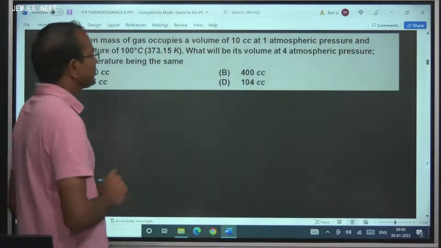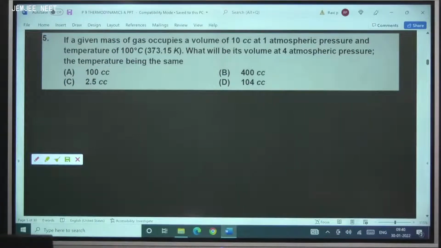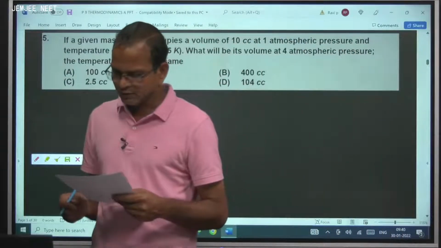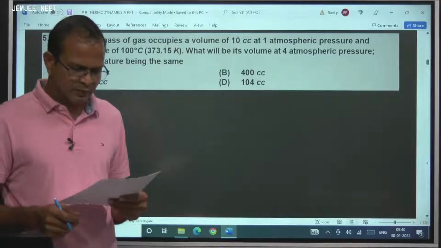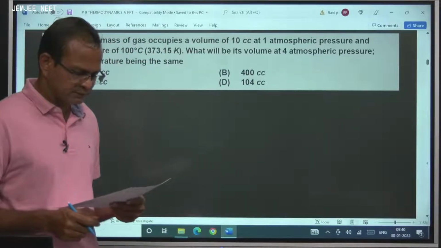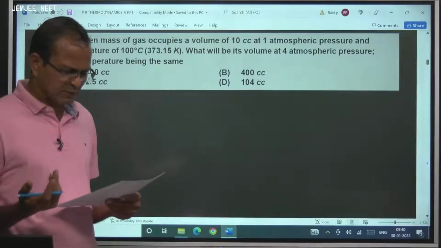Yes, Kanna, question number 5. The given mass of the gas occupies 10 cc at 1 atmospheric pressure, temperature 100 Kelvin. What will be the volume at 4 atmospheric pressure when the temperature remains the same? This is the third option, sir. Third option, Kanna, there is nothing more to it.